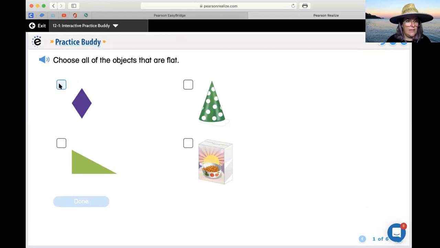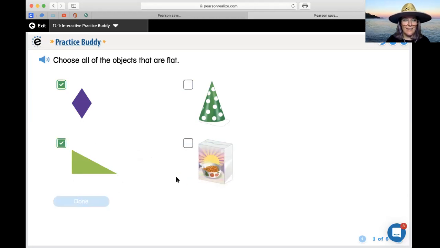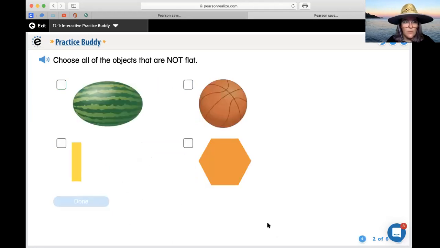So this looks like it's flat. Any other shape that might be flat on this page? Not a cone. Cones are 3D solid shapes. Ooh, this cereal box goes up and down, side to side, and front to back. So that can't be flat. But look at this triangle. This triangle is flat, so we'll select that one too. Nice. Perfect. Now I can go down here and click the next one.